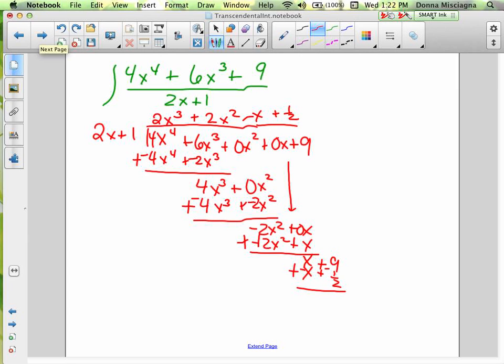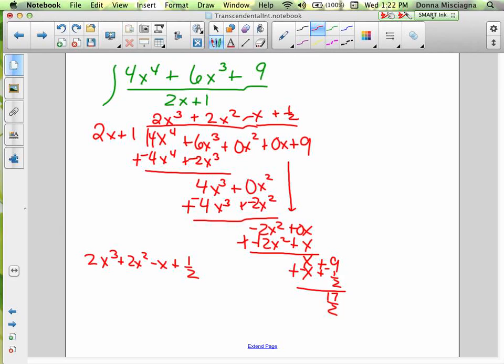So we have 9 minus 1/2. So that's going to be 17/2. All right, so now the rewritten equation. Actually, I'm going to put that in green. Let me just put the quotient, and then we'll take the rewritten equation up on the other side. So we have 2x cubed plus 2x squared minus x plus 1/2.